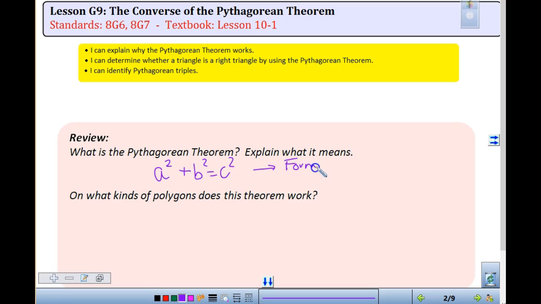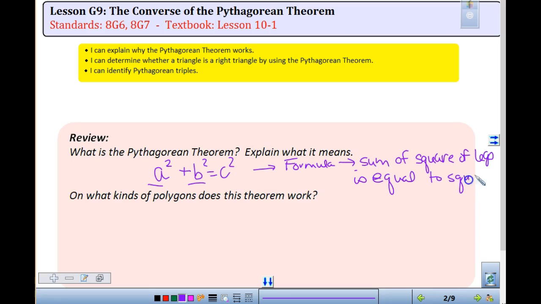It is not the formula for just finding the hypotenuse. It is the formula that we use, and the formula says what? That the sum of what? The sum, this is our addition. What are we adding? The sum of the square of the legs, and there are 2 of them, thus the a squared plus b squared. The sum of the square of the legs is equal to the square of the what? The square of the hypotenuse.